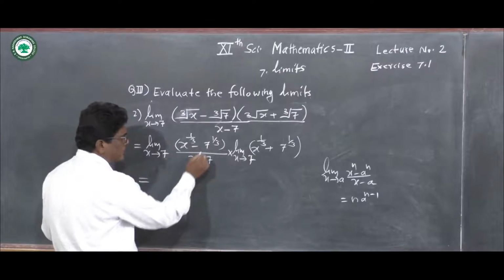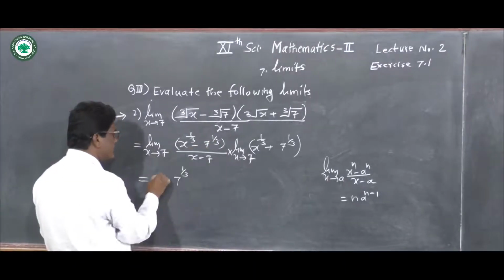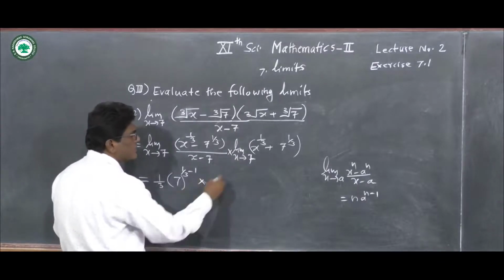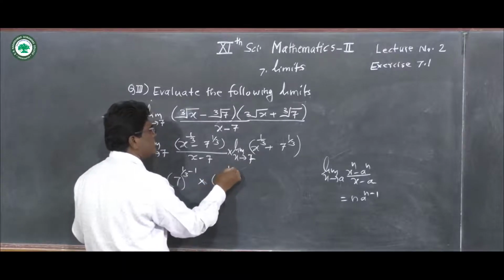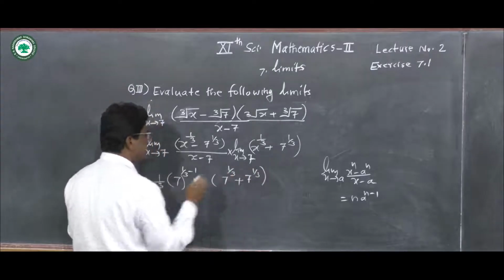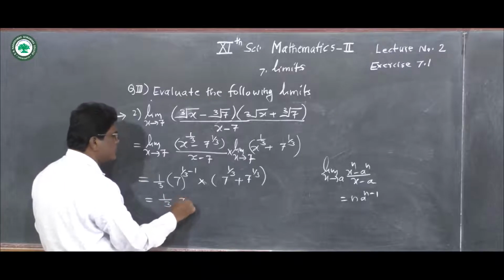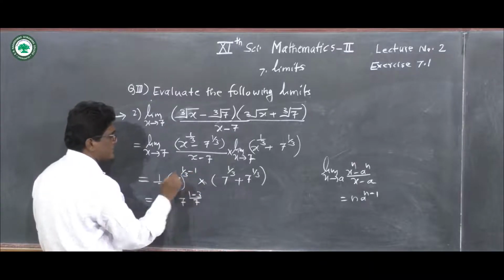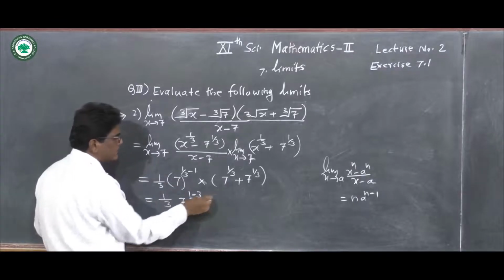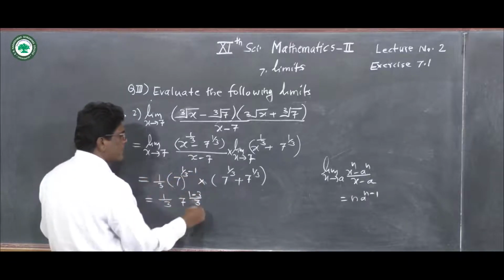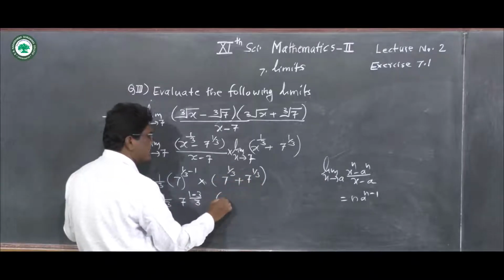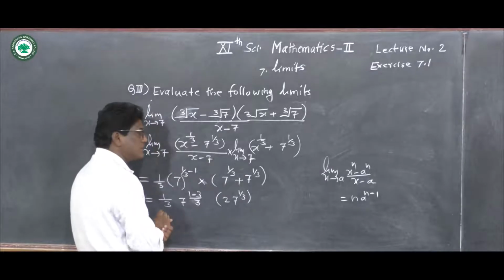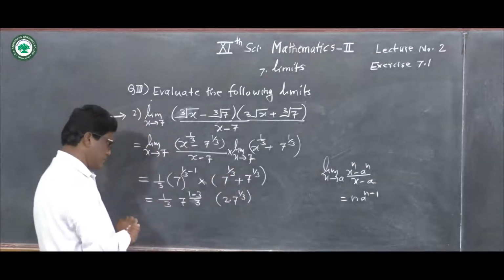So we use the standard formula here and put x as 7 directly. We take 1 by 3 as the coefficient, then 7 to the power 1 by 3 minus 1, that is 1 minus 3 upon 3, into 7 to the power 1 by 3 plus 7 to the power 1 by 3, which is 2 into 7 to the power 1 by 3.